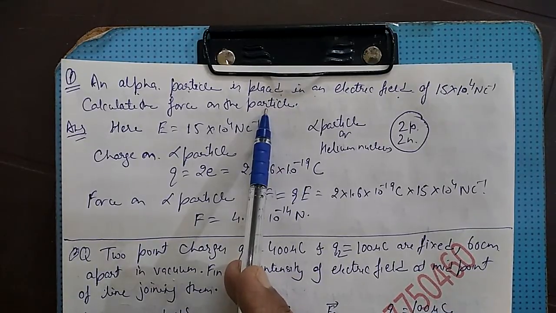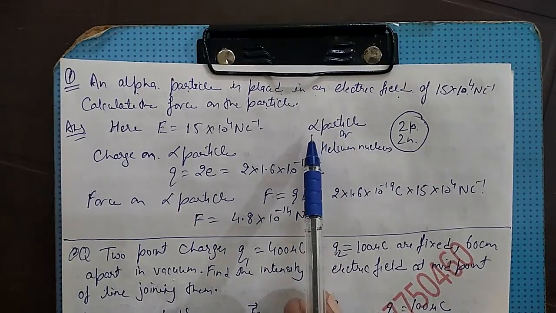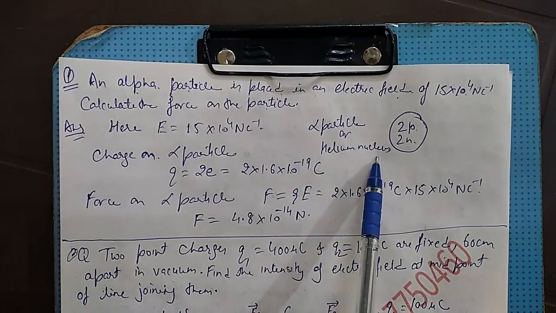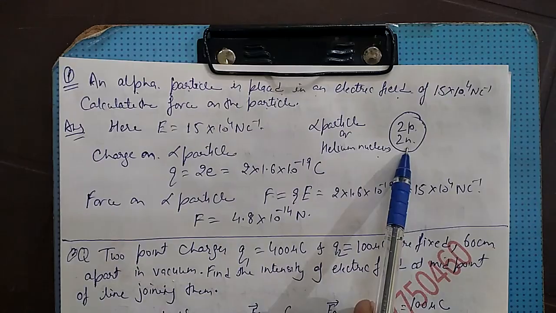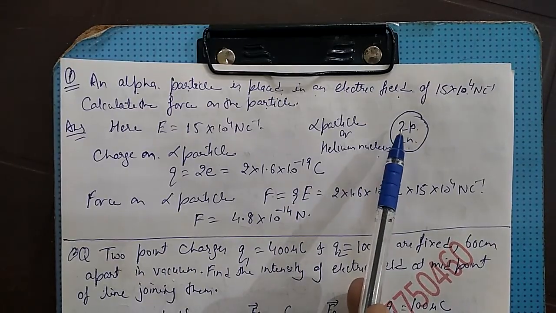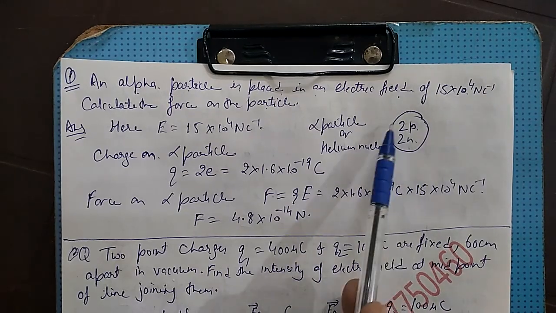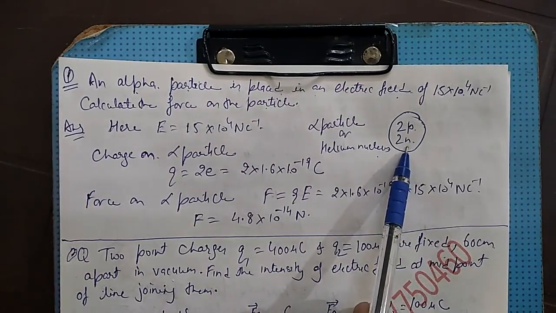Now before beginning the question, you should know what an alpha particle is. The alpha particle is nothing but the helium nucleus. Hope you all know the helium nucleus. We have studied helium as 2He4, and its nucleus consists of 2 protons and 2 neutrons. So the nucleus of helium is the alpha particle. Its charge is 2 times the charge of a proton and its mass is 4 times the mass of a proton, because protons and neutrons are of the same mass.